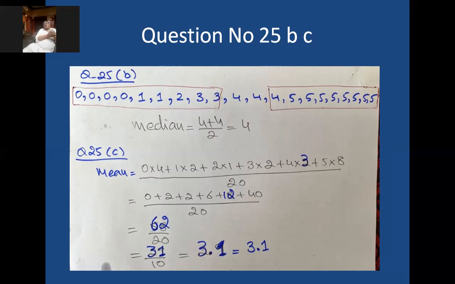Question number 25, C part, the mean you want to find out. The mean is summation fx divided by summation f. 0 multiply 4 plus 1 multiply 2 plus 2 multiply 1 plus 3 multiply 2 plus 4 multiply 3 plus 5 multiply 8, divided by 20. So it will be 0 plus 2 plus 2 plus 6 plus 12 plus 40, divided by 20. That will be 62 divided by 20, and that will be 31 divided by 10. So 3.1 is the mean value. So we are done with this question.